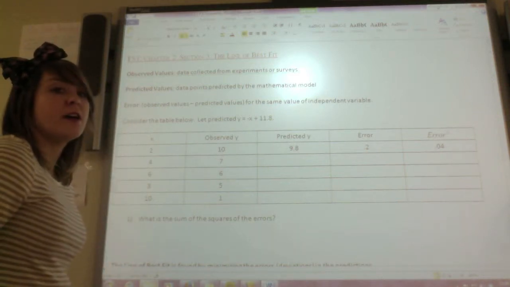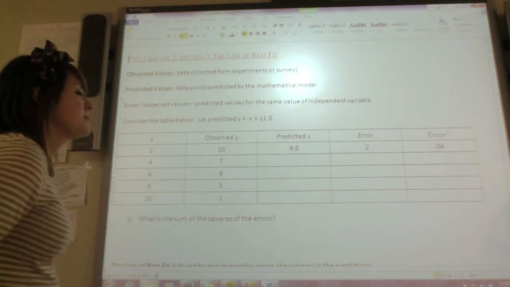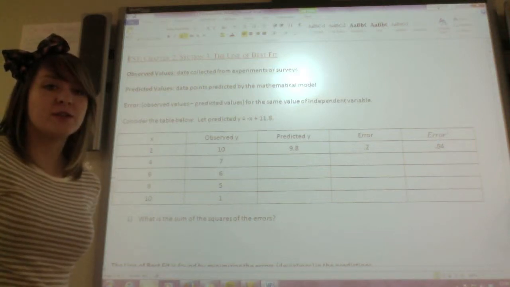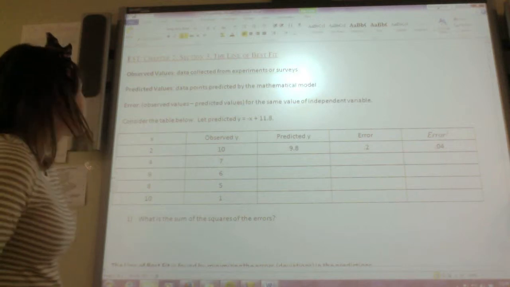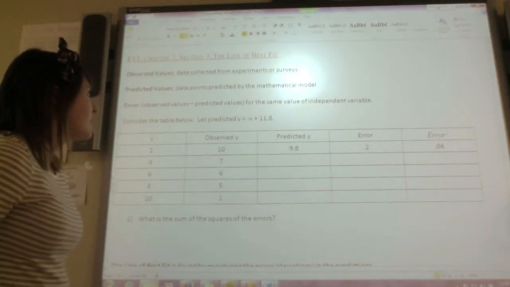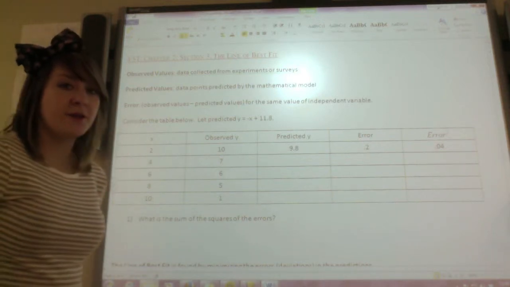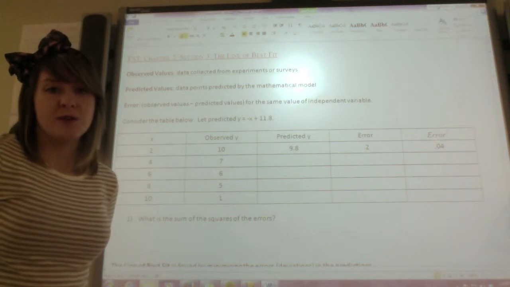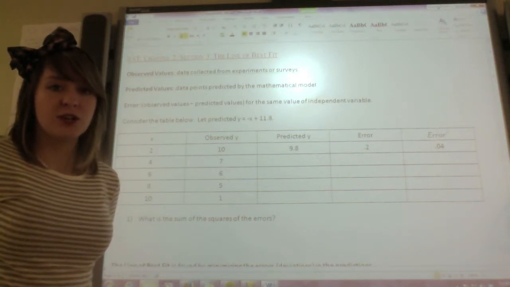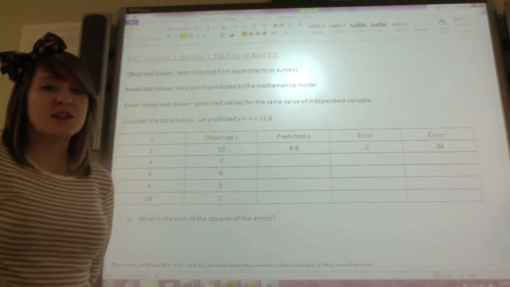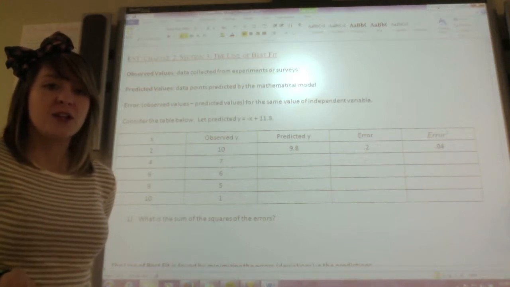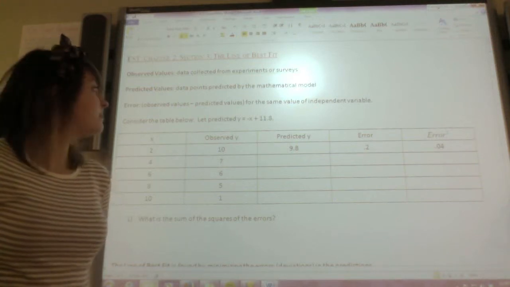We've got observed values. That's the data that's collected from experiments or surveys. So observed values are actual real-life data points. Predicted values are data points predicted by a mathematical model. So in other words, if you come up with an equation for a situation, you want to predict values using that equation. Those are called predicted values.